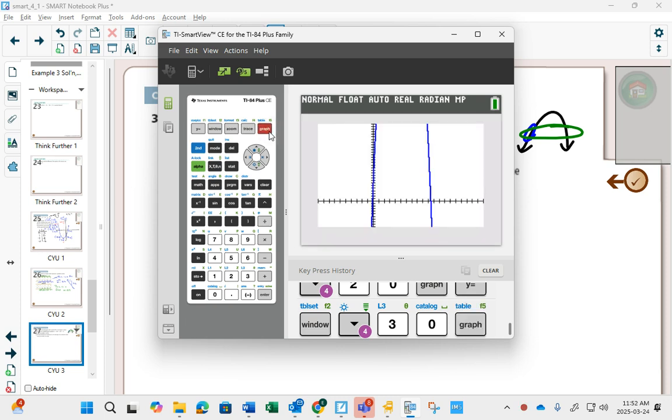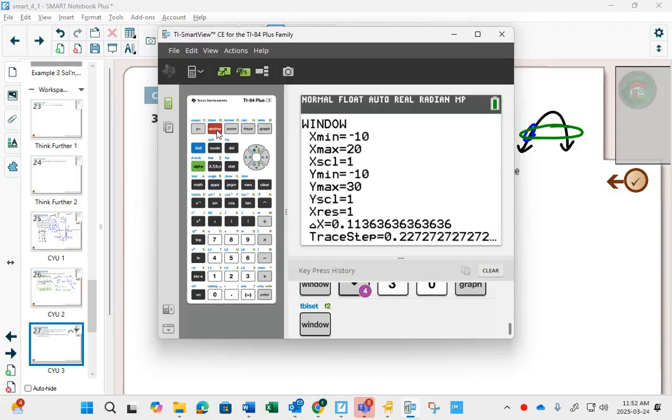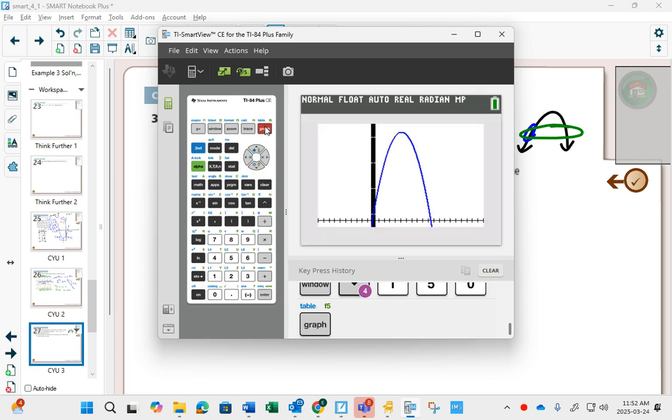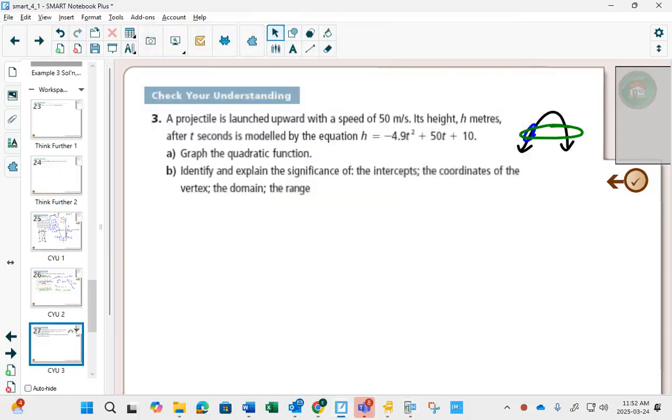And after doing 20 and 30, I'm now feeling that going by 10s, maybe I should go a little bit more. How much bigger do you think I should try? 150. 150? Okay. Y max, negative y do 1,000. And 150. And I hit graph. And sure enough, now I see my vertex. So we know that our graph looks like this.